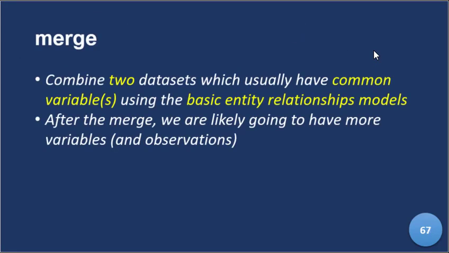So let's take a minute to understand what merge does. Merge combines 2 data sets which usually have common variables. Note that we are using the basic entity relationship models which I have explained to you. We said there's one-to-one, one-to-many, and many-to-many. So like I said, for append, after merge, we are likely to have more variables and observations. So remember, let's look at those 2 concepts we just mentioned. Now you can pause the video or go back one step.